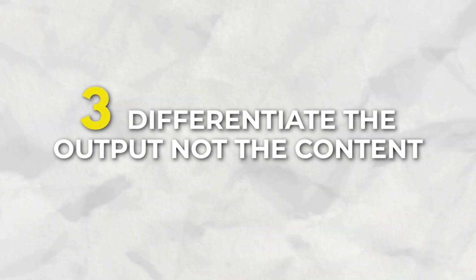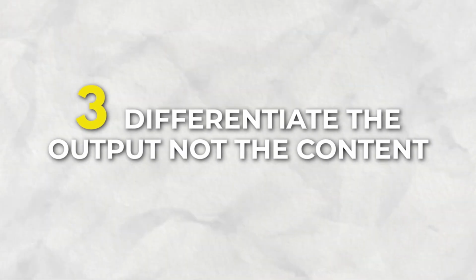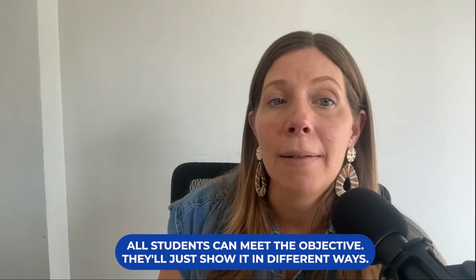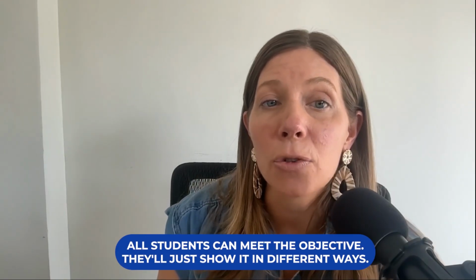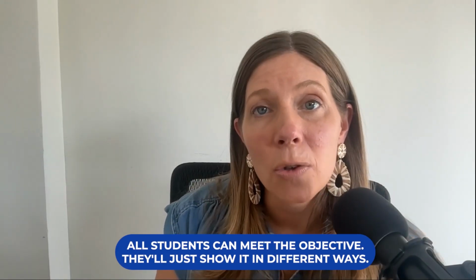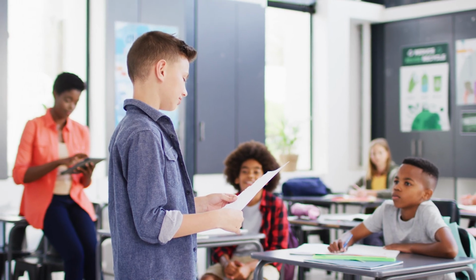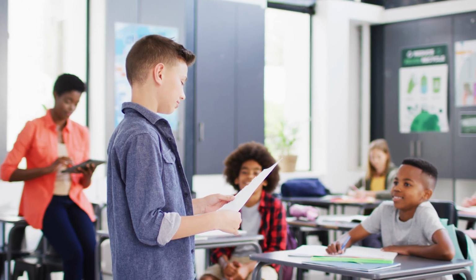The last thing is to differentiate the output, not the content. All students can meet the objective. They'll just show it in different ways. So this is where I see a lot of teachers get caught up in doing a variety of different lessons depending on the number of students and the number of language levels that they're working with. But the reality is you can keep the objective and just change the output. And that is going to help you scaffold and differentiate based on your students.